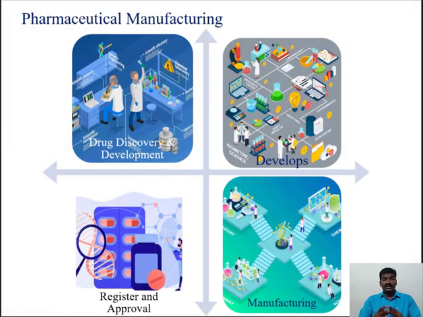Pharmaceutical manufacturing, we have already learned enough on this particular picture because I have already elaborated this in our first chapter. Still, I just want to stress this particular picture only to show the stage we are in today. Now we are stepping into manufacturing. It starts from drug discovery, then goes to development, then registration and approval, and now we are at the manufacturing stage.